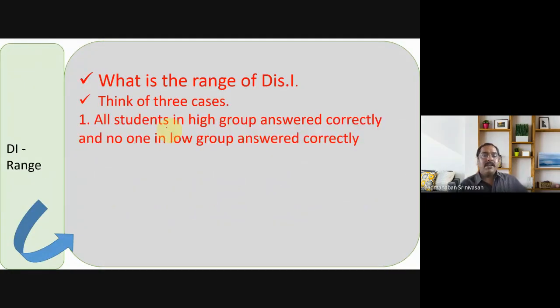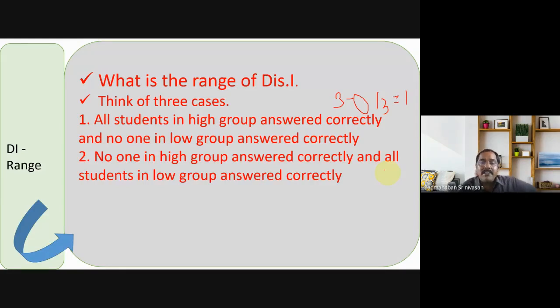Let us think of three cases. In one case, all the students in the high group answered correctly and no one in the low group answered correctly. So it will be 3 minus 0, divided by 3. What is the answer? 1. 1 is the discrimination index. Sorry, I said difficulty index, it is the discrimination index.